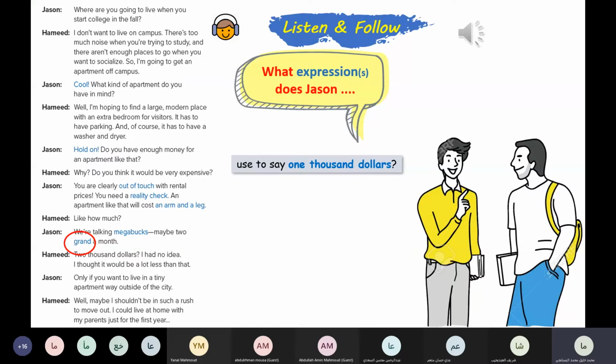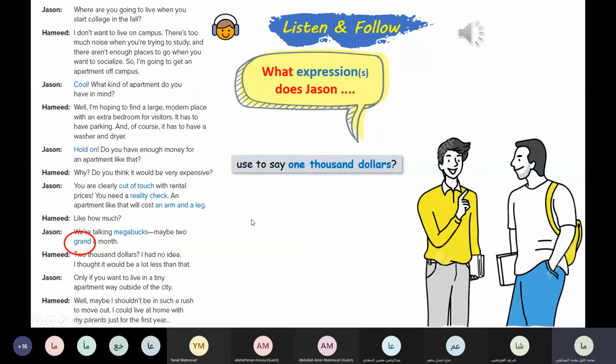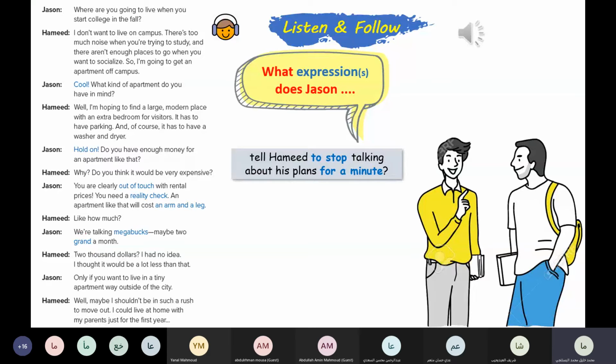Now, what expression does Jason use to tell Hamid to stop talking about his plans for a minute? Jason told his friend Hamid, stop for a minute. Stop talking for a minute. Which expression does he use?